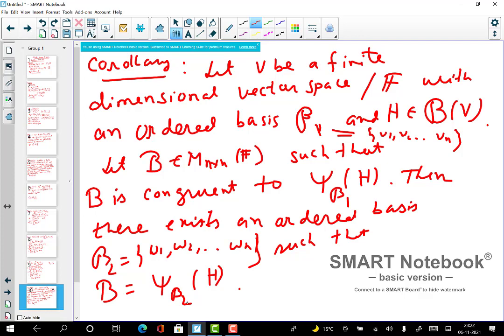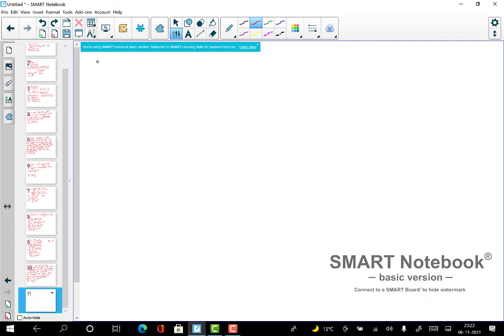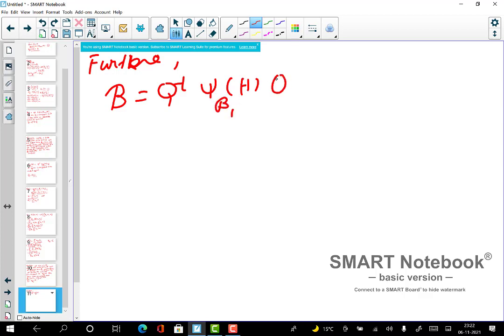And not only that. So what does that mean? That means further, what do you know? This B will actually be Q transpose times the matrix of H with respect to beta 1 times Q, for some invertible matrix Q.